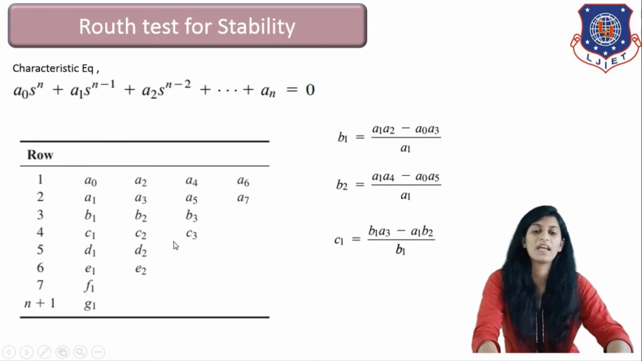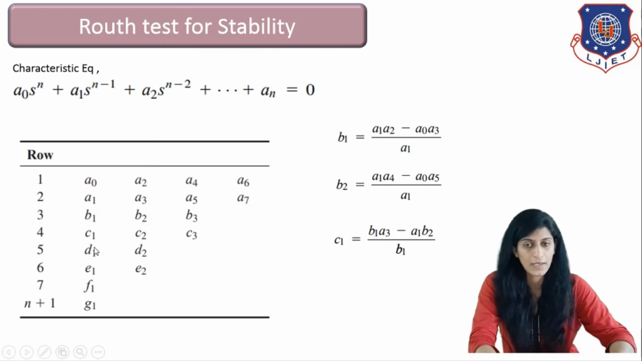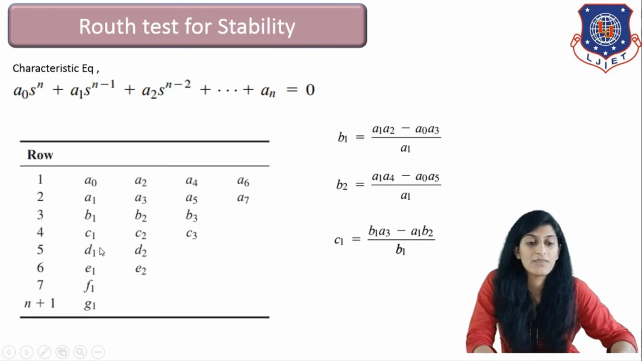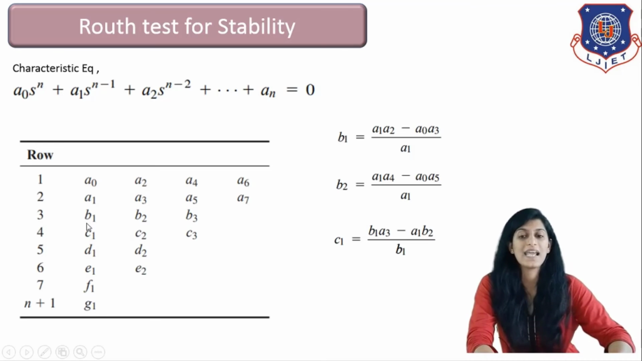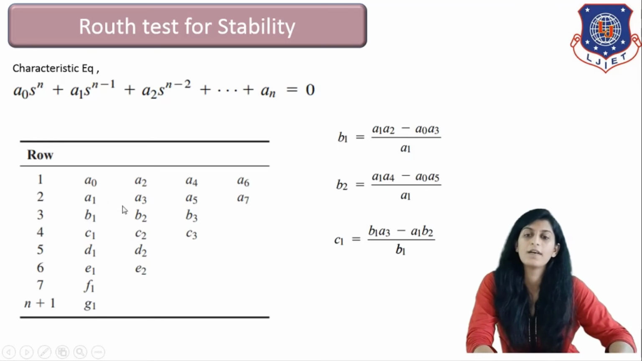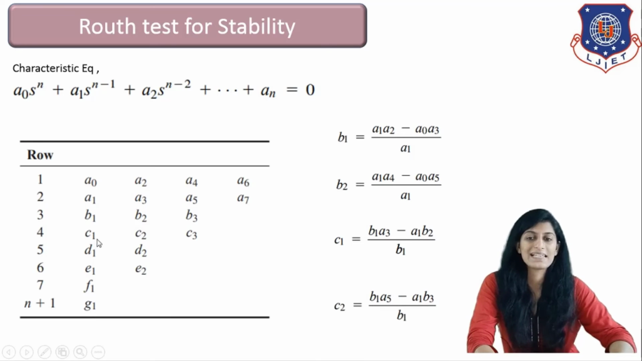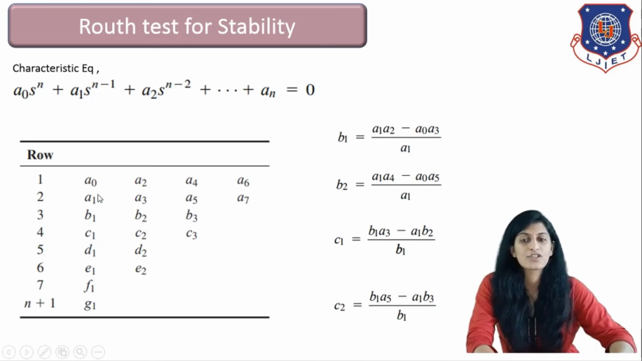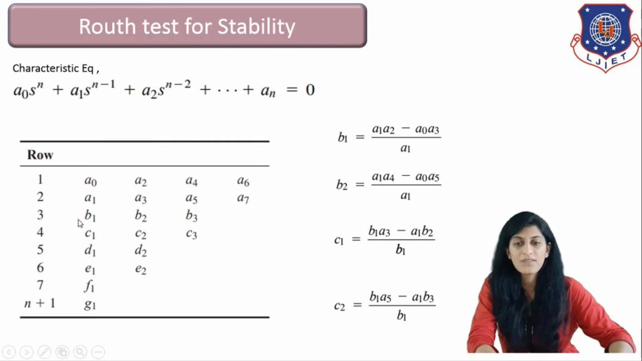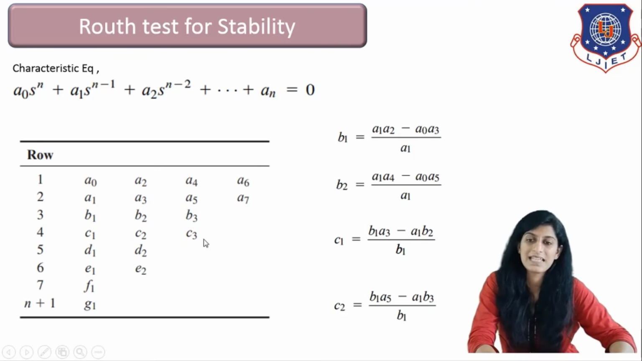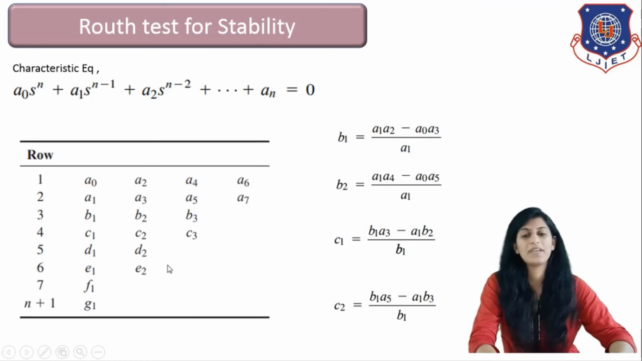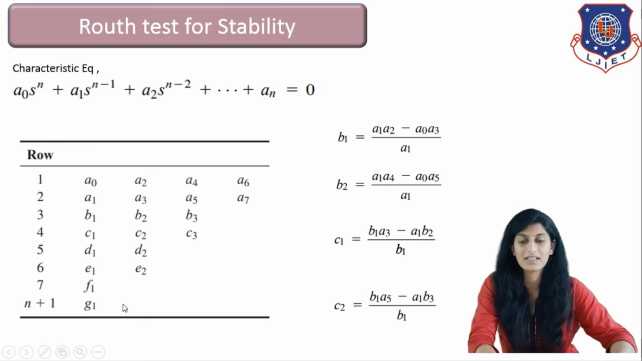In a similar way, if you want to determine the value of C1, what we need to do is take the term above it, which is B1, cross multiply with A3, minus B2 into A1, upon B1. For C2, as I already said, the first column will remain constant, so C2 will take B1 into A5 and C3 into B1 or A1. In a similar way, we can determine all the values until we get the term 0.